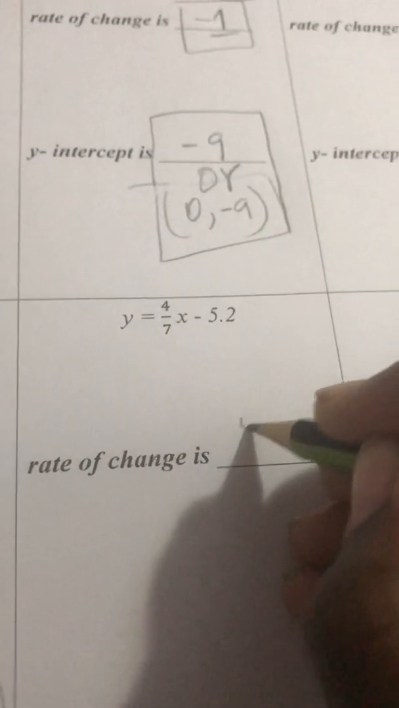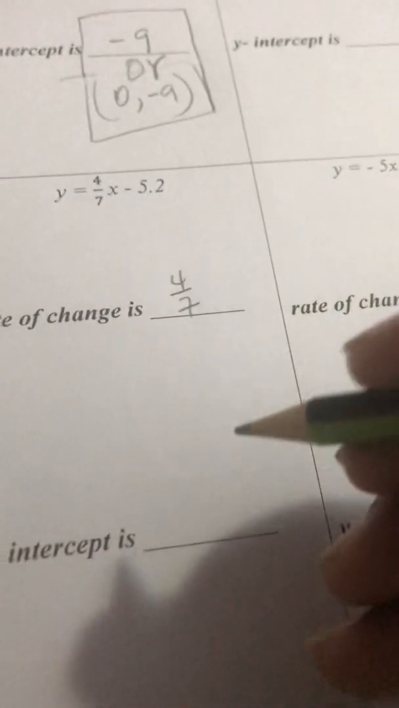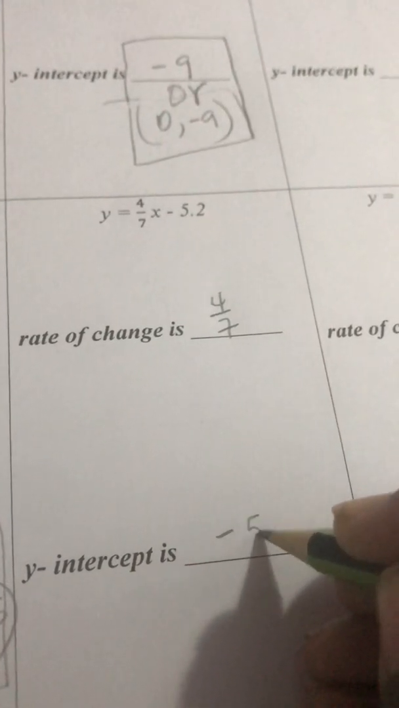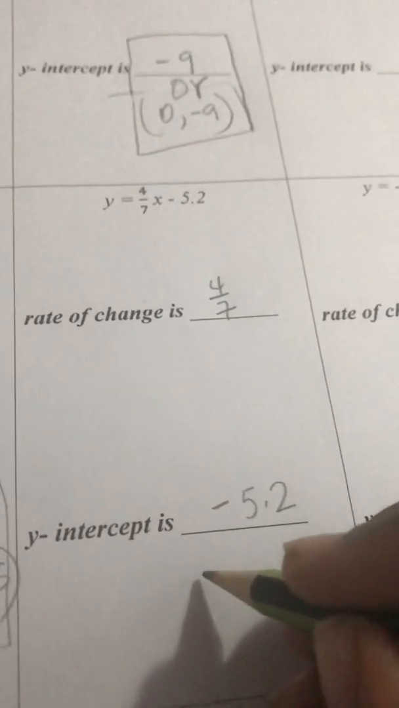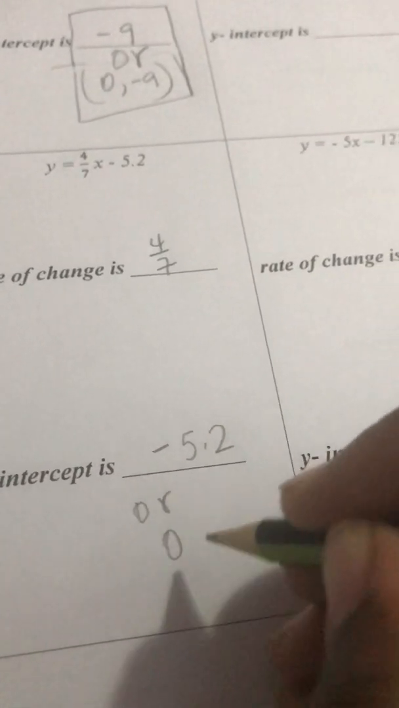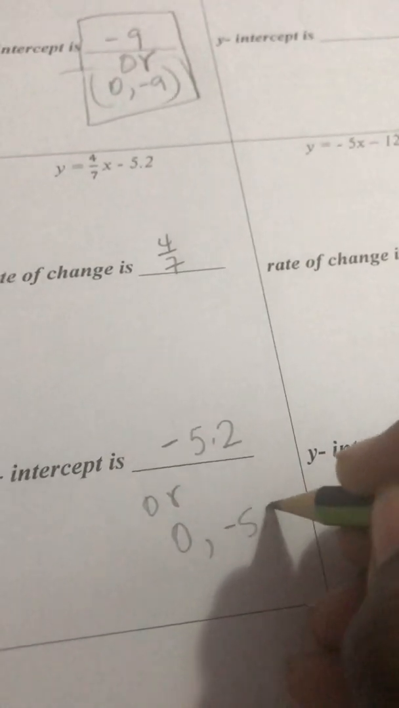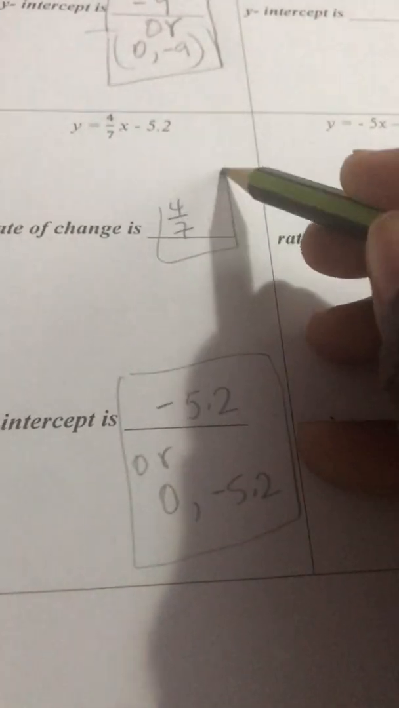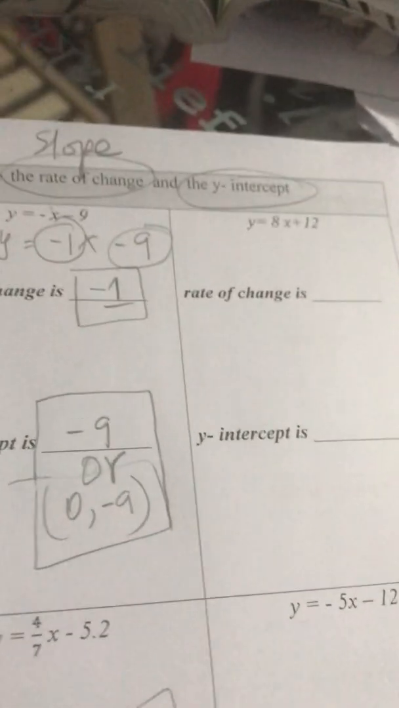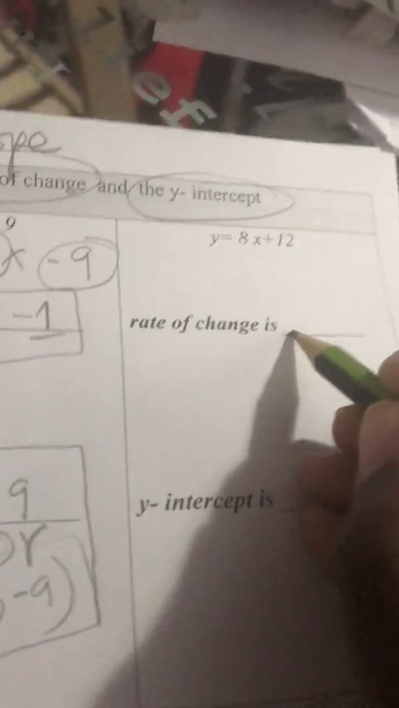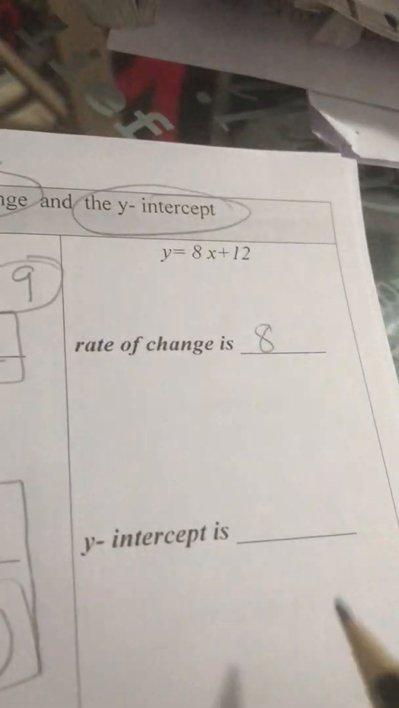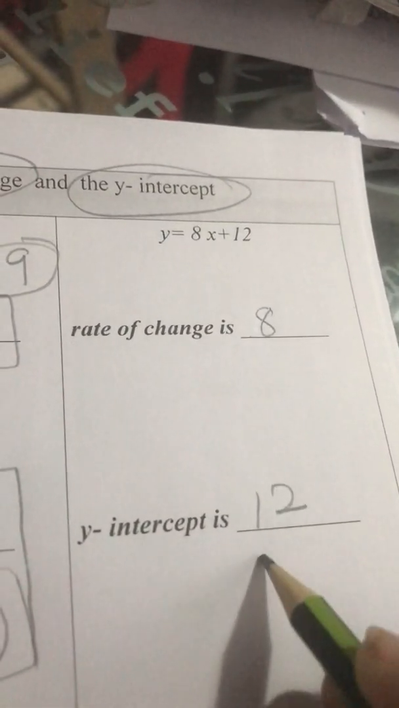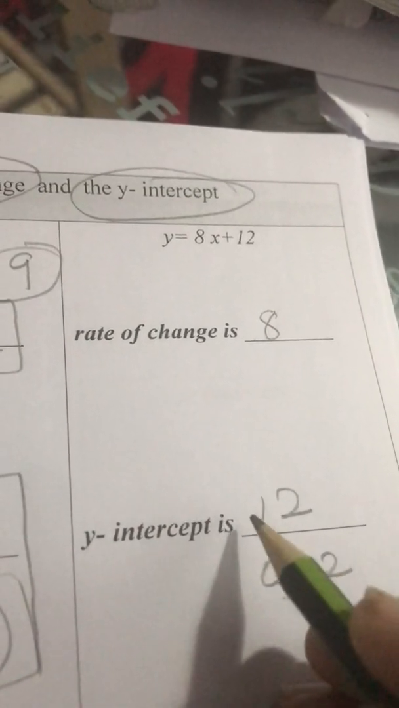Okay. Here, my slope is 4/7. My y-intercept is -5.2 or (0, -5.2). Okay. My rate of change is 8. My y-intercept is 12 or (0, 12).